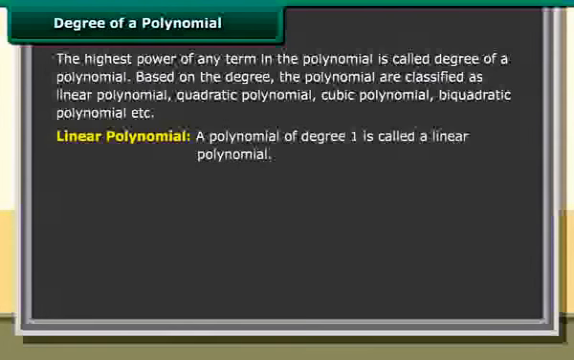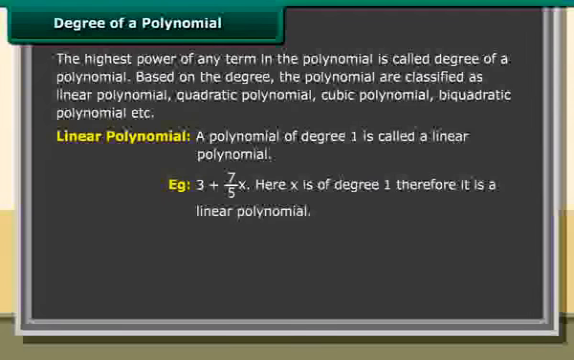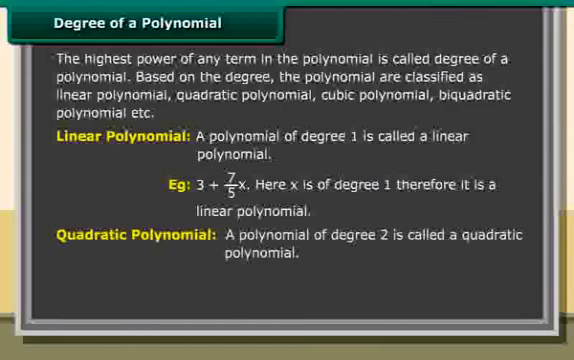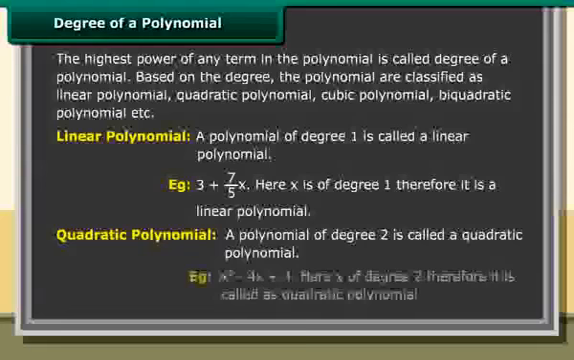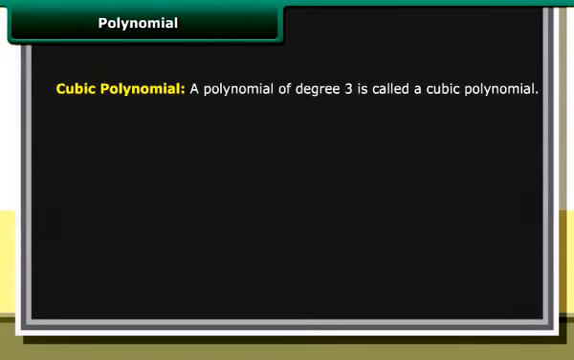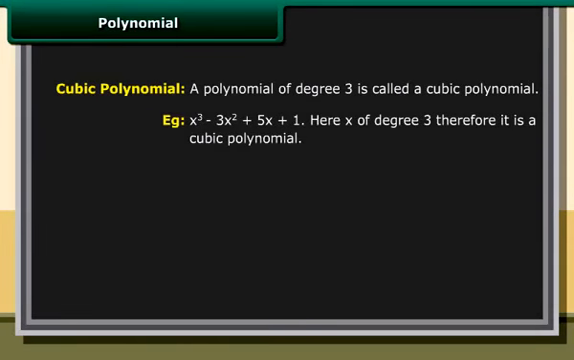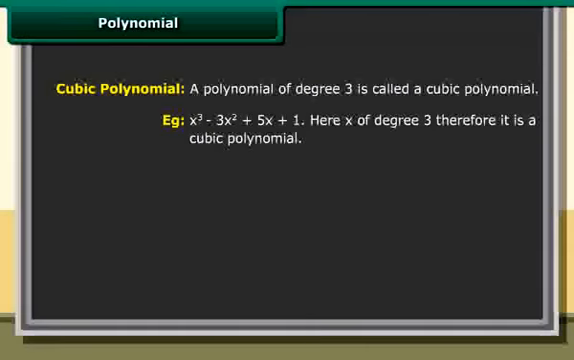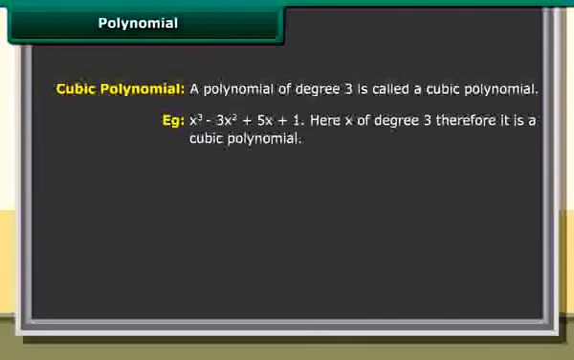Linear polynomial. A polynomial of degree 1 is called a linear polynomial. Example, 3 plus 7 upon 5x. Here x is of degree 1, therefore it is a linear polynomial. Quadratic polynomial. A polynomial of degree 2 is called a quadratic polynomial. Cubic polynomial. A polynomial of degree 3 is called a cubic polynomial. Example, x cubed minus 3x square plus 5x plus 1. Here x is of degree 3. Therefore, it is a cubic polynomial.